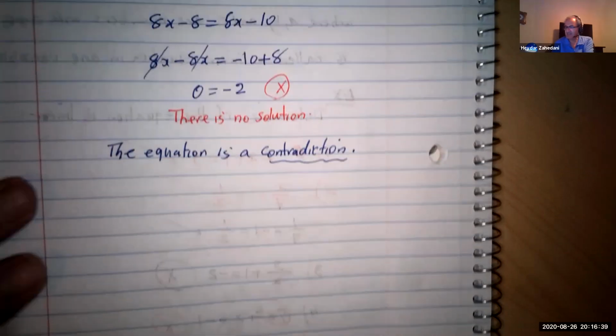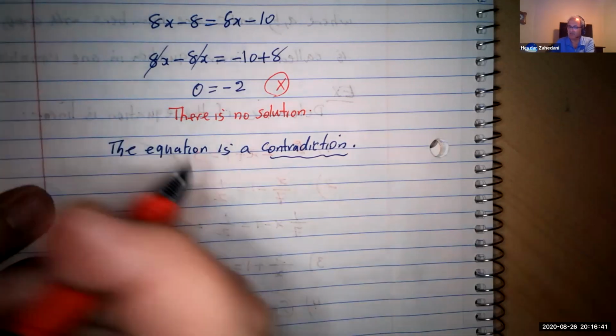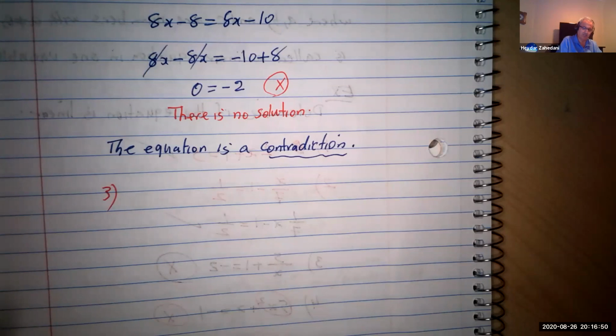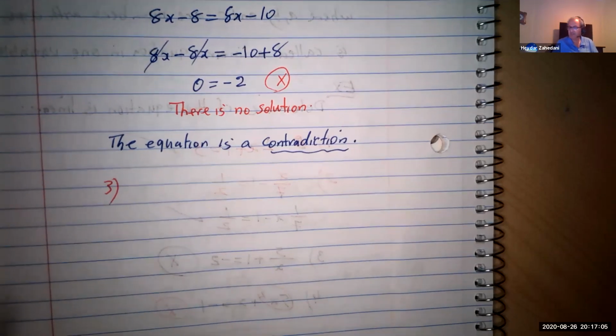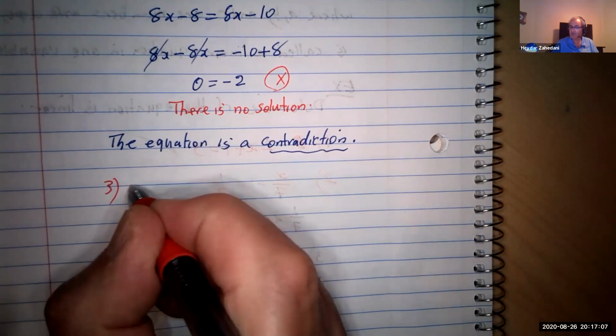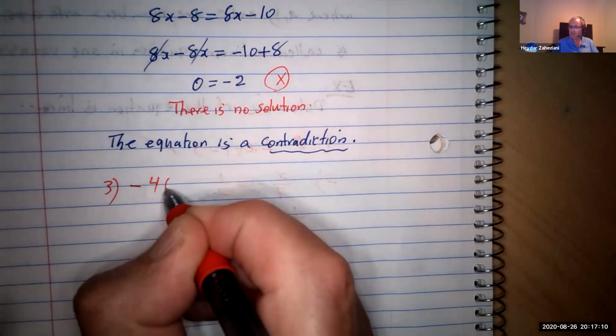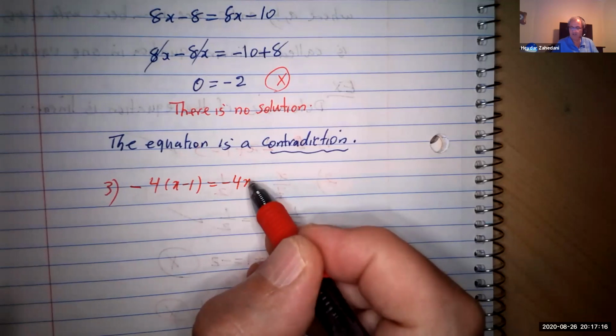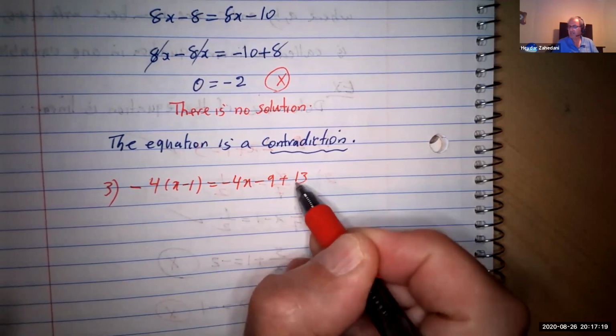There is another case. We give a definition, and you have a group of them in your book, and you have to determine which case each equation is. So let me find some easy, straightforward one to do it. It's something easy, but we have more involved ones in your book. It's -4 times (x minus 1), and it's going to be equal to -4x minus 9 plus 13.